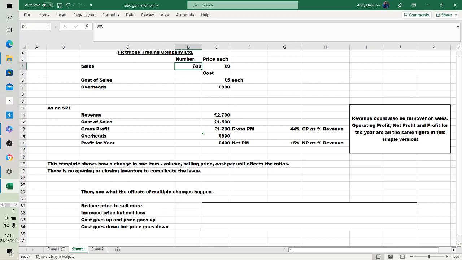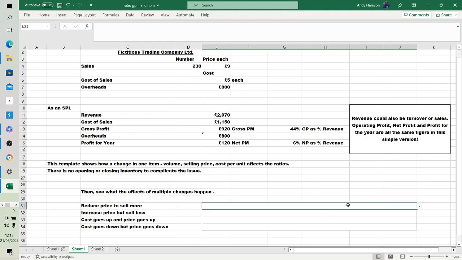If I didn't do so well, and having reduced the price, I hardly sold any more. Again, no impact on the gross profit margin apart from the impact that the £9, the £1 off, did. Back to the same net profit margin.